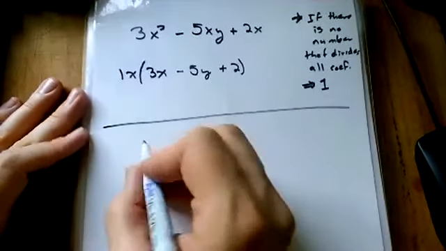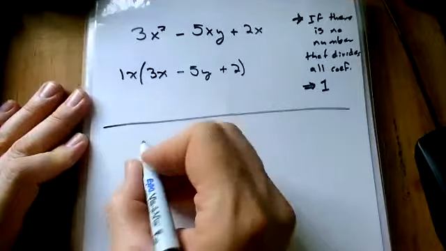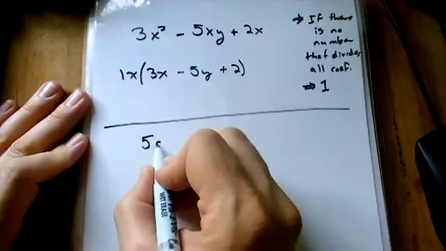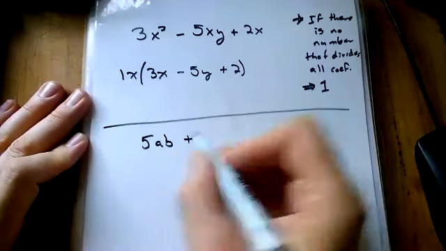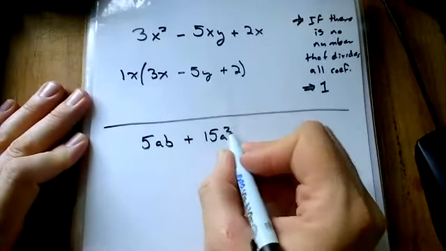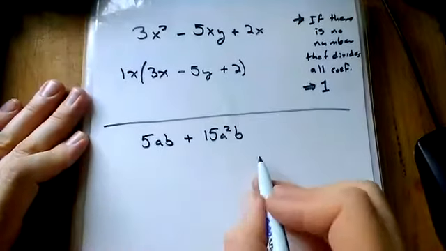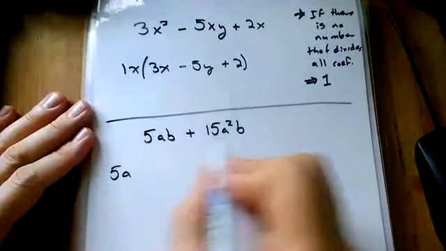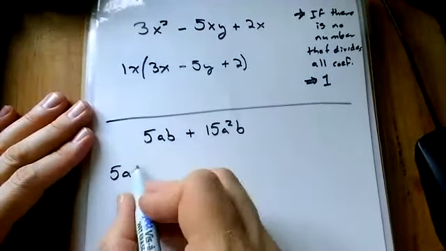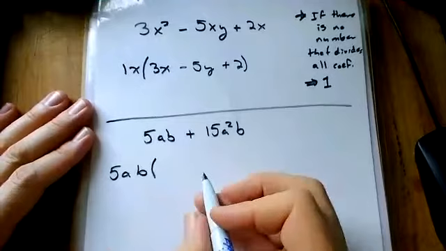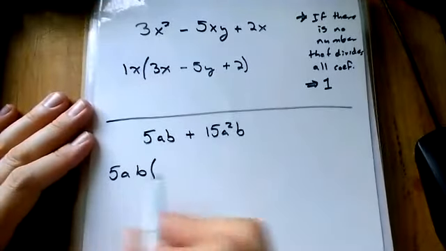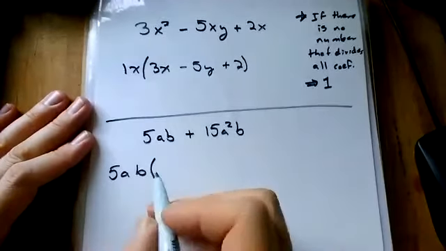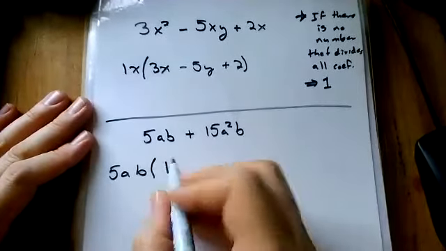Something else that's very important to remember is that, say I've got something like 5ab plus 15a squared b. If I'm factoring this, I'd say, oh, I see that 5 goes into all of these. I've got an a in both of these, and I've got a b in both of these. I'm starting with 2 terms, and if I'm just doing greatest common factors, I should have 2 terms inside my set of parentheses. So when I factor this out, this term doesn't go away, it just becomes a 1.